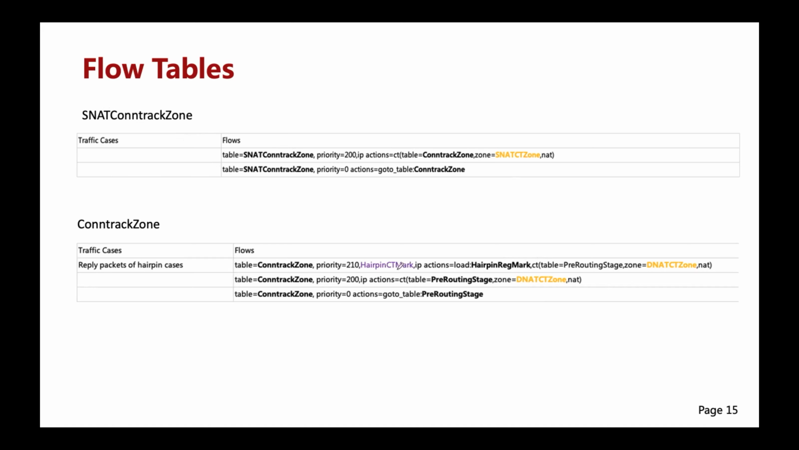This flow can not only match the reply packet, it can also match the hairpin request subsequent packets, except for the first packet. Okay, that's all of my presentation. Any questions?